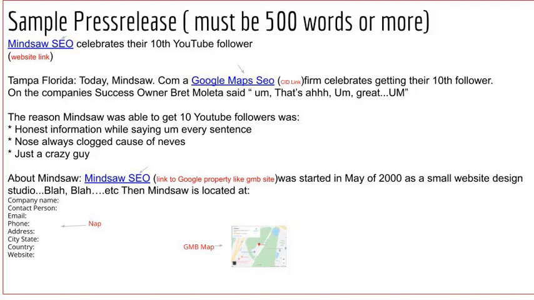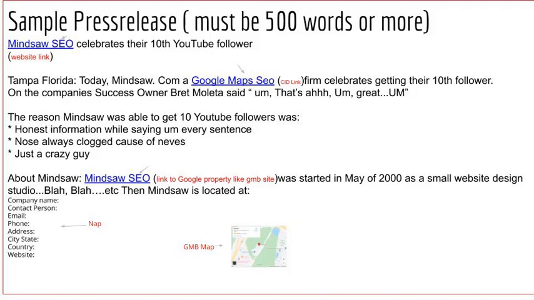It's just another GMB property. Very simple. And then you tell about your business, right? On the bottom, on the left-hand side, is where you add your NAP. It doesn't have to be on the left-hand side, but it should be on the bottom of the page. And then you want to embed your GMB map. Remember, I showed you how to do that with the embed link.